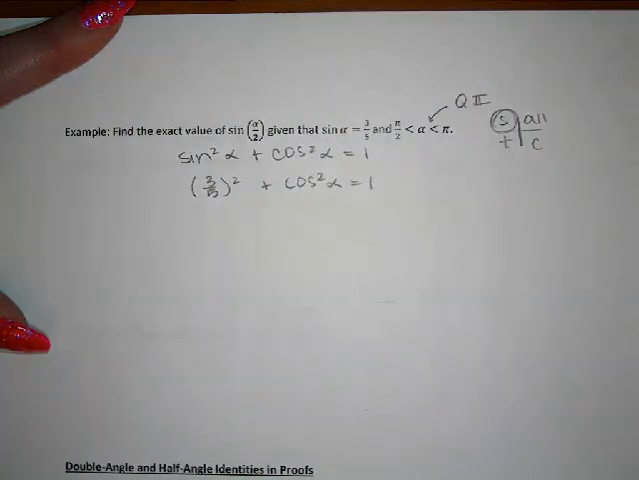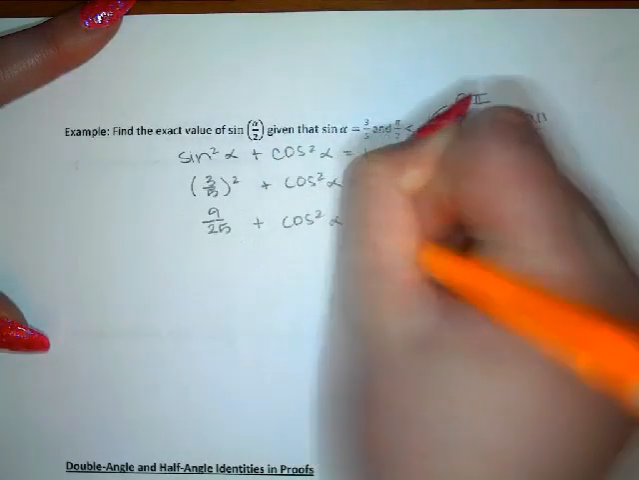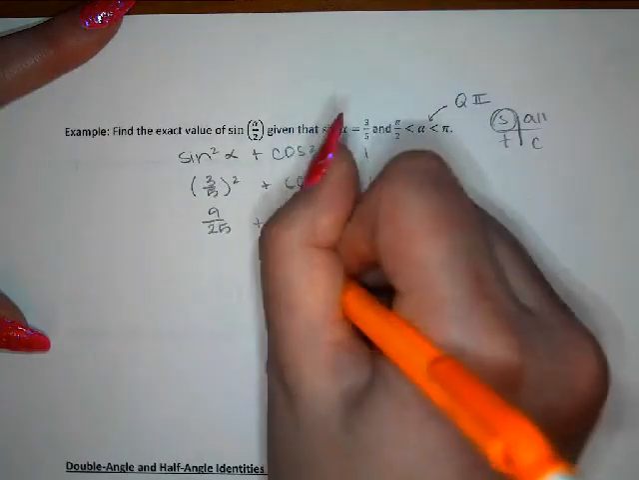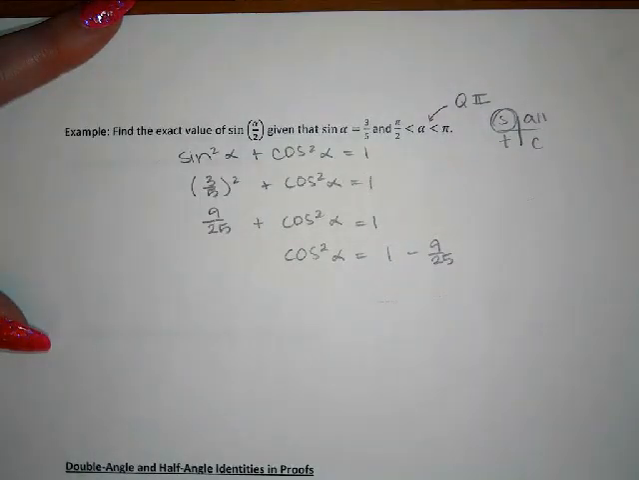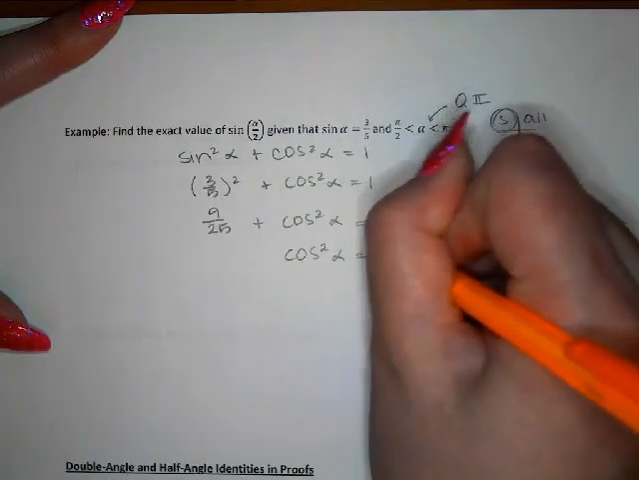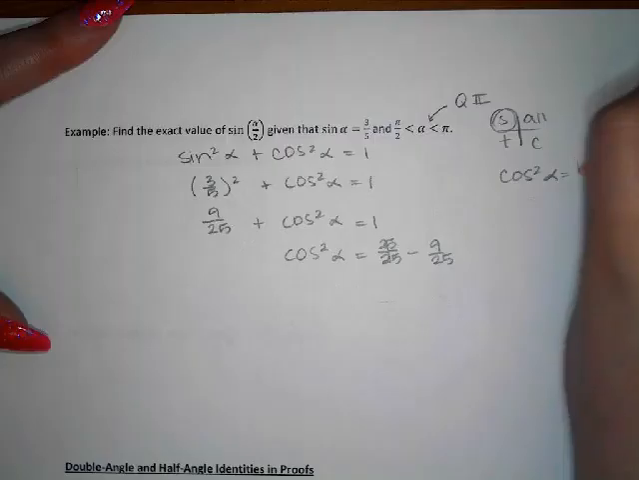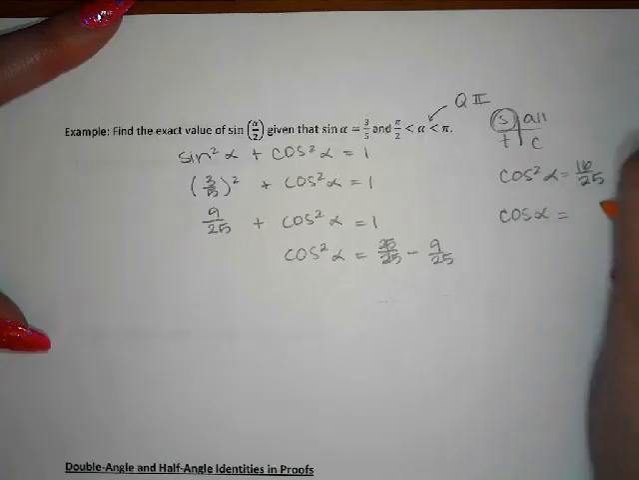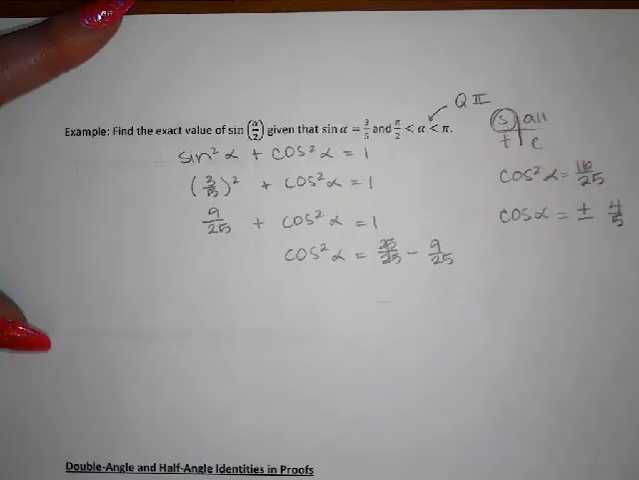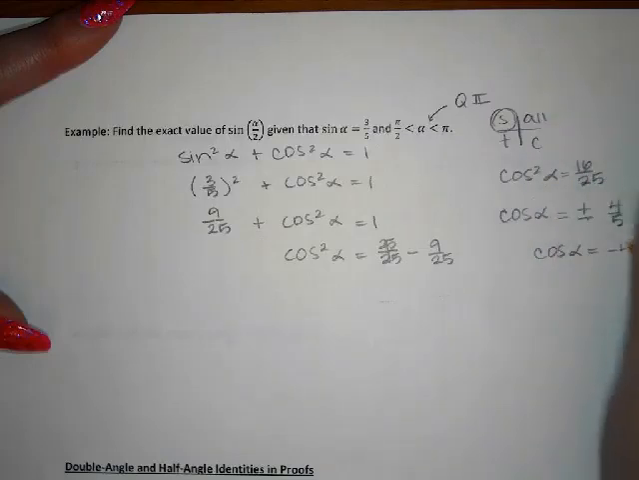And so 3/5 times 3/5 is 9/25. And so I'll go ahead and subtract the 9/25 to the other side. And to be able to subtract these fractions, I'll go ahead and write the 1 as 25/25. And so cos squared is 16/25, which means that cos is plus or minus 4/5, right? Because you're square rooting, plus or minus. And then because we're in quadrant 2, it's definitely going to be the minus version. So cos alpha is -4/5.